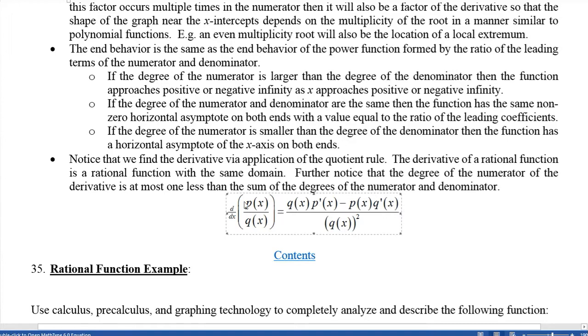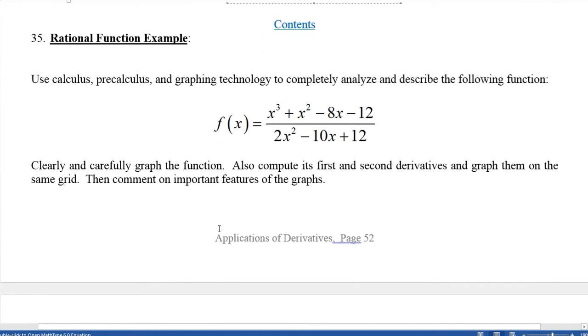So if this is degree m over degree n, then you have at most n places where you have vertical asymptotes or holes in the graph, that many discontinuities. If the degree of the numerator is m, you have at most m places where it crosses the x-axis. And you have at most n plus m minus 1 extrema. Okay, so let's look at all this.